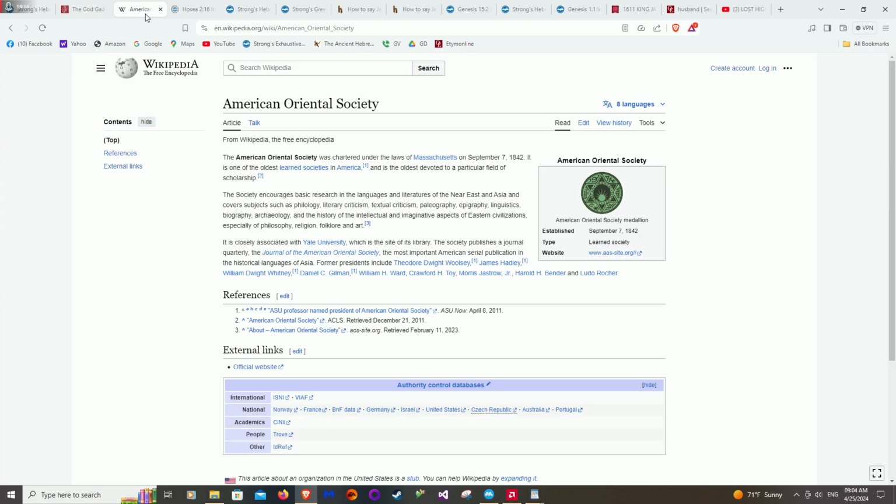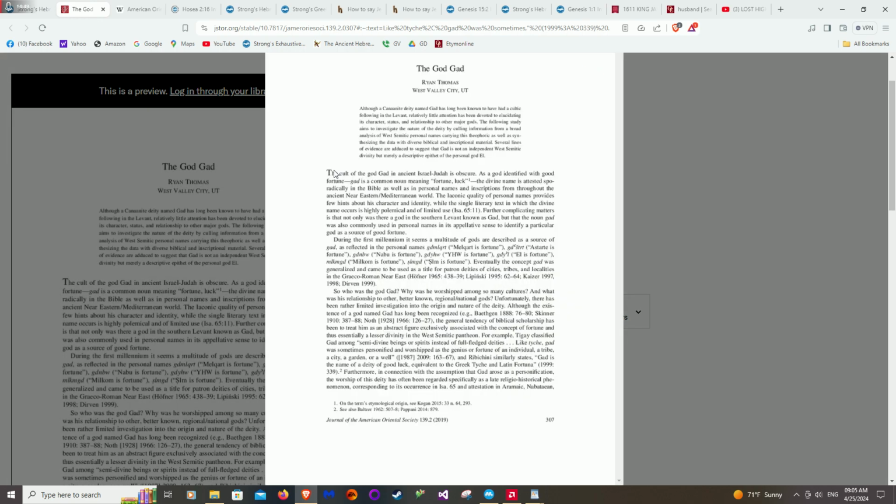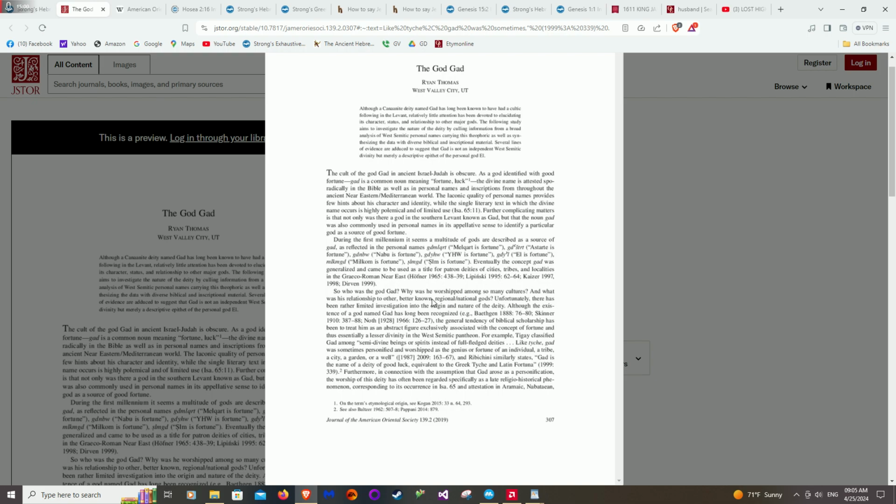So this is from the American Oriental Society, which is apparently associated with Yale University, and is the site of the Yale University library. And it says it is one of the oldest learned societies in America, and it was chartered on September 7th, 1842. And they put out an article, and it talks about the cult of the god Gad in ancient Israel and Judah. And I would like to read the whole thing, but I guess I'd have to make an account or something. I don't know if I even can.